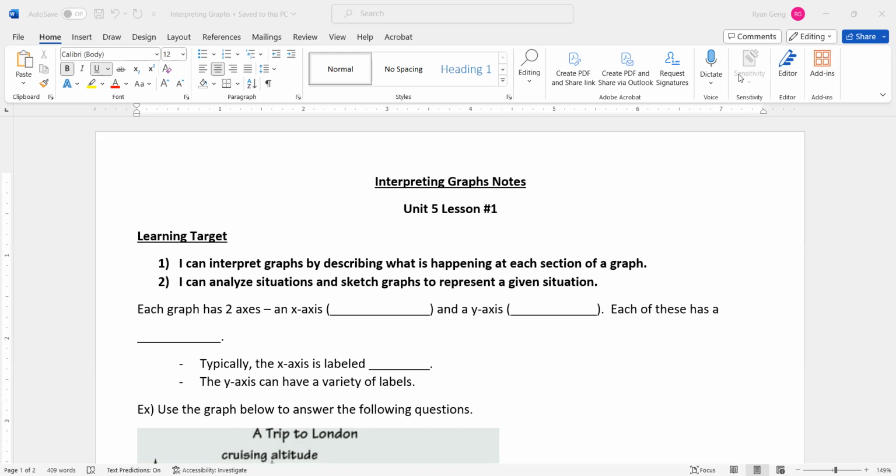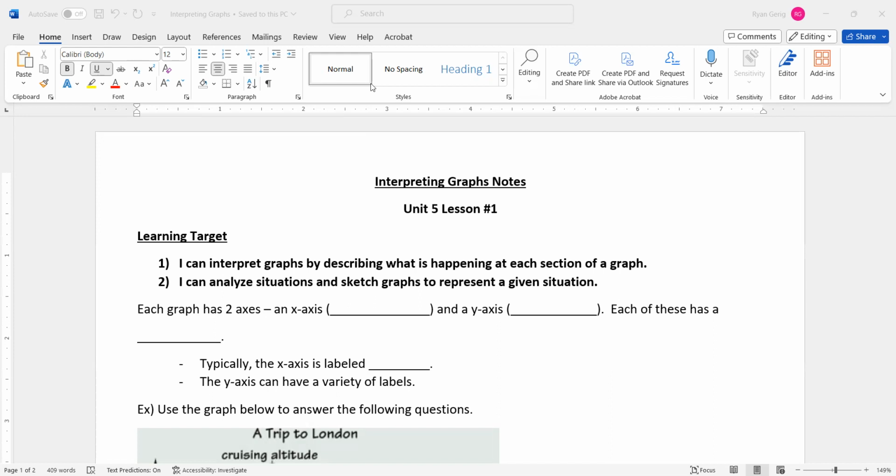Second, I'm going to show you how the notes work. The name of the notes is right here, which lesson we're doing, and then the learning targets, what I'm hoping that you'll be able to accomplish by the end of these notes. If not by the end of these notes, then by the end of tomorrow when we go over this. So here we go. We'll get started into our first lesson, which is interpreting graphs.